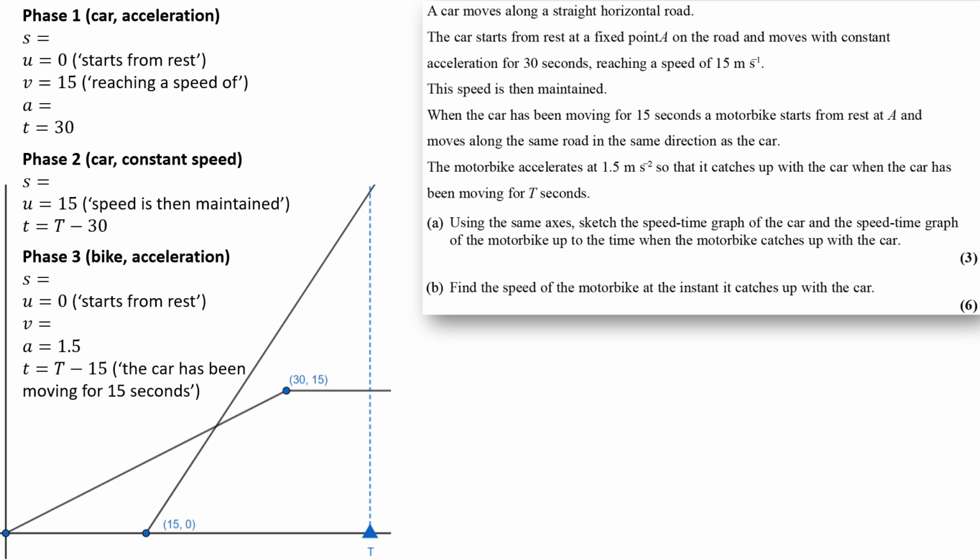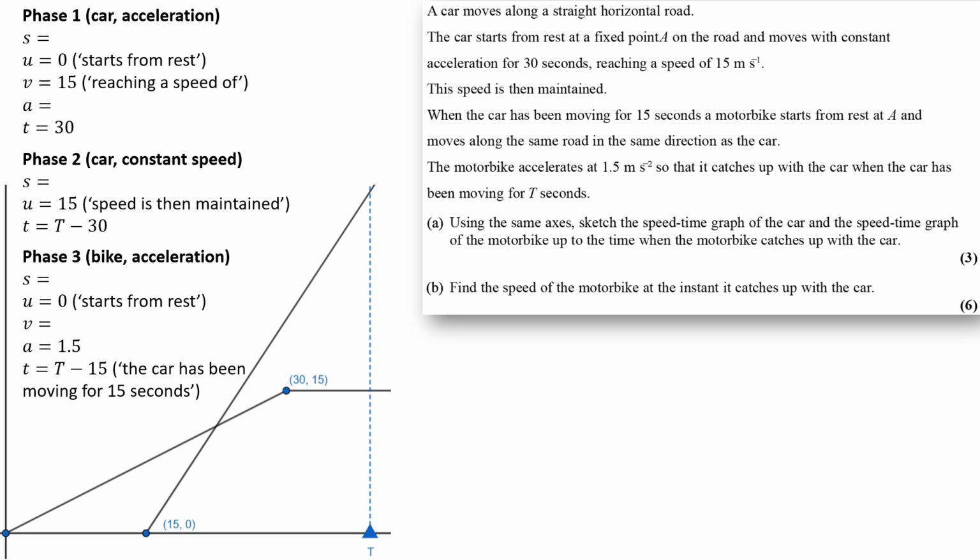It's a very tempting thing to assume that the bike catches up with the car as soon as the two lines cross. But remember, this is a velocity-time graph. So what you're looking at, at the point where the two lines cross, is the moment when the velocity of the car matches the velocity of the motorbike. What we want is when the distance covered by each of them is the same. So we're actually looking for when the area under the graph is the same.